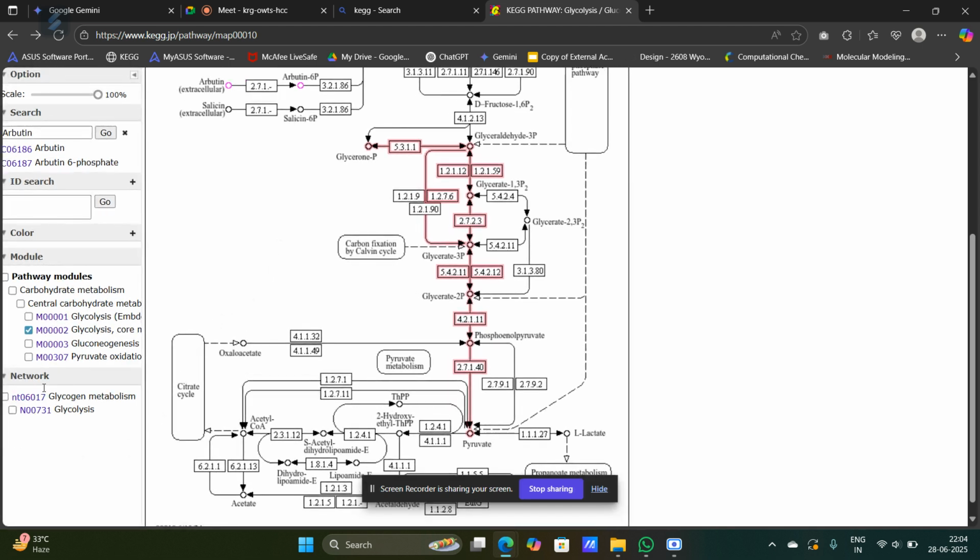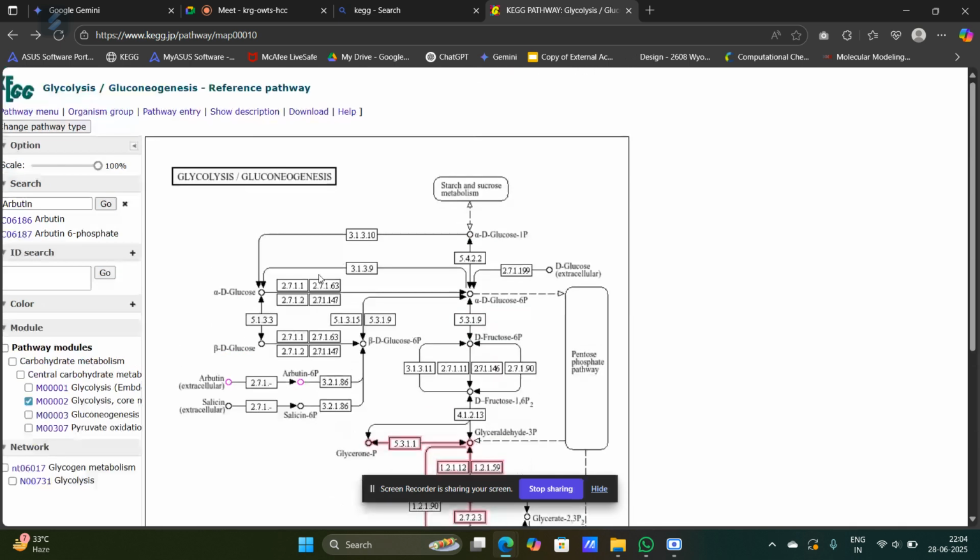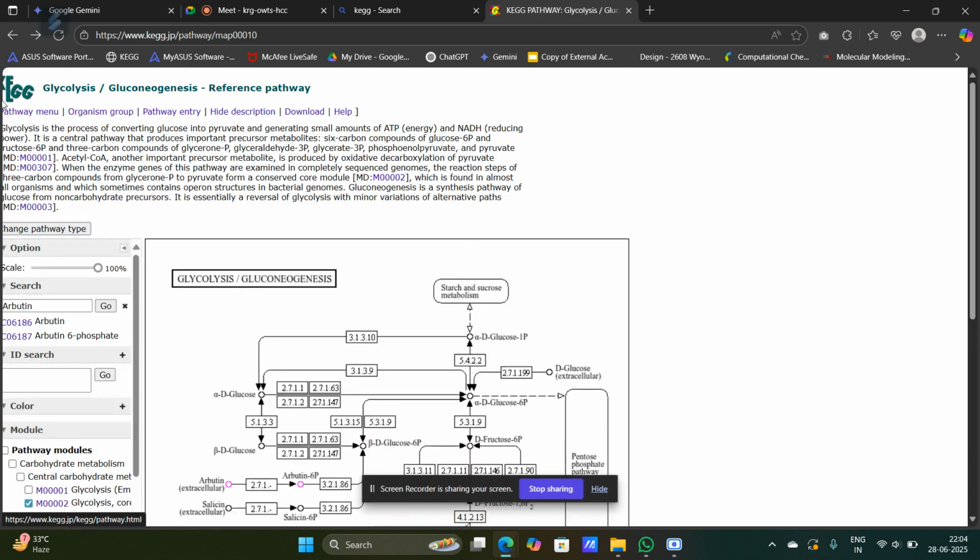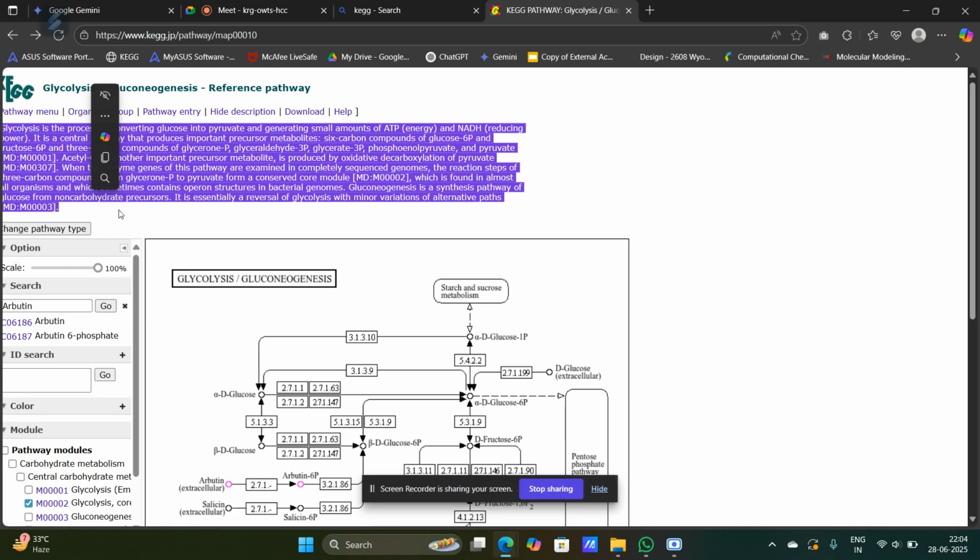And what exactly is a network? We will look into this later. And then there is one more thing I can show. There is a show description option. If you click on that, you have a description for glycolysis. It says glycolysis is the process of converting glucose into pyruvate, and this whole paragraph is present.